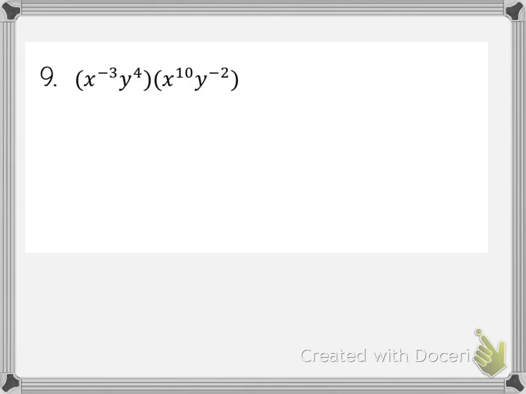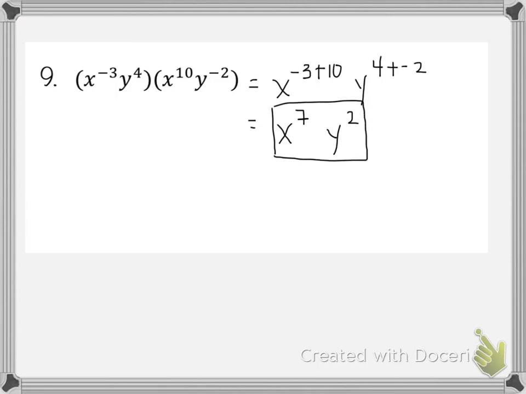So here I've got x to the negative 3rd, y to the 4th. So I would multiply these to x to the 10th, y to the negative 2. So I'm going to, sorry, not multiply, but add: negative 3 plus a 10, and y to the 4th plus a negative 2. So this is going to be x to the negative 3 plus a 10, which will be a positive 7, and then y to the 4 plus a negative 2, which will be a positive 2. And neither of those are negative, so I don't have to move those anywhere.